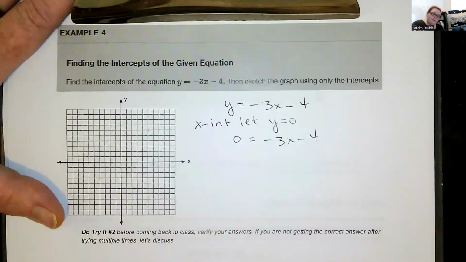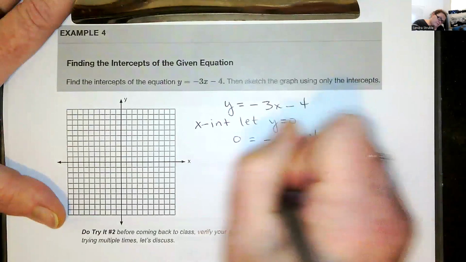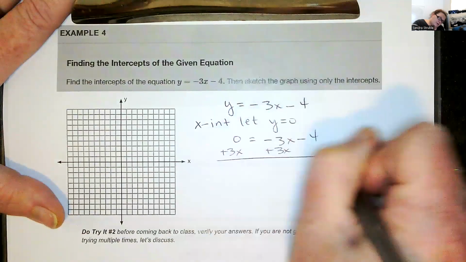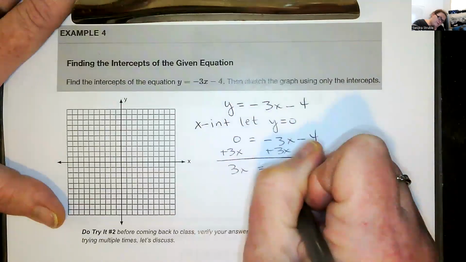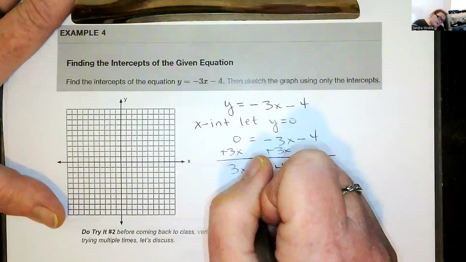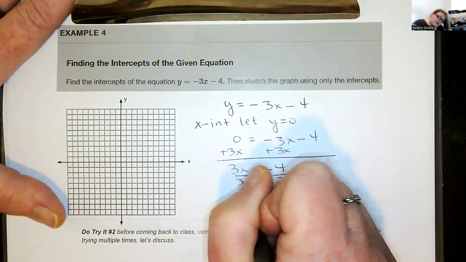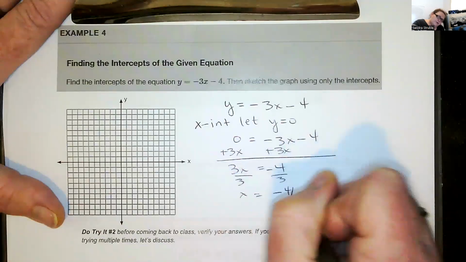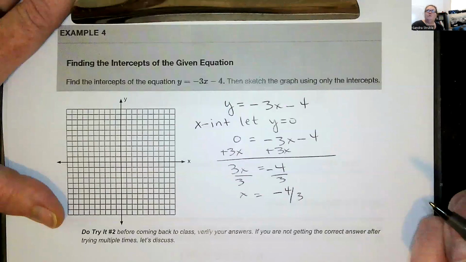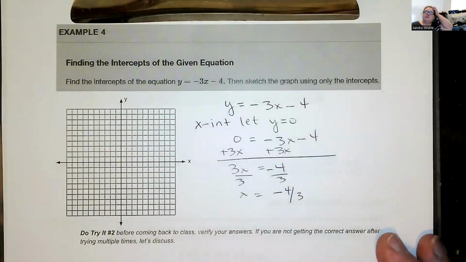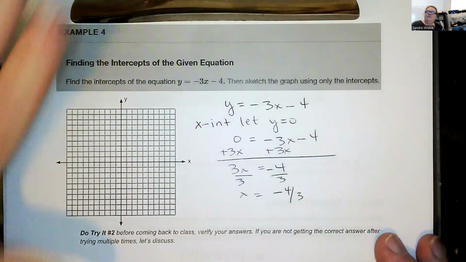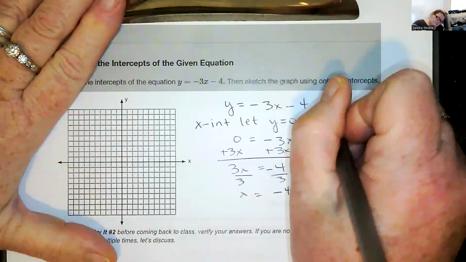I'm going to move the negative 3x over. So 3x equals negative 4. And divide both sides by 3. X equals negative 4 thirds, or 1 1/3, or 1.33 continuous. It's totally your call. Now for the y-intercept.